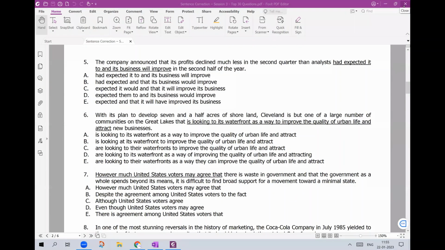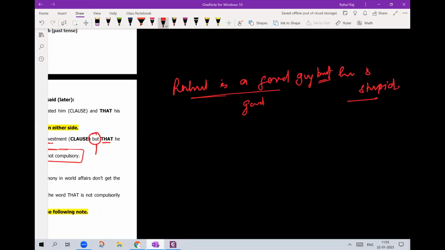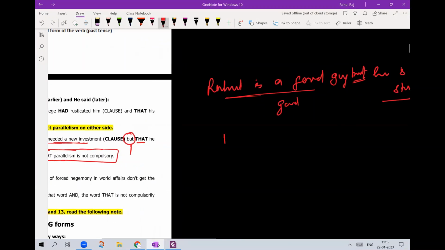I hope that and that parallelism is clear. So the word "that," when used as a pronoun, just look for the antecedent, what it is referring to. And based on that, write your clause, it doesn't matter.